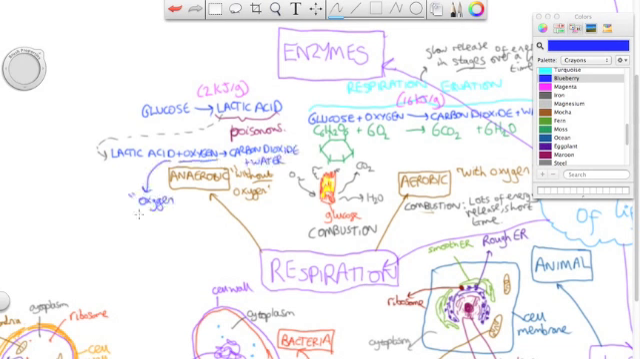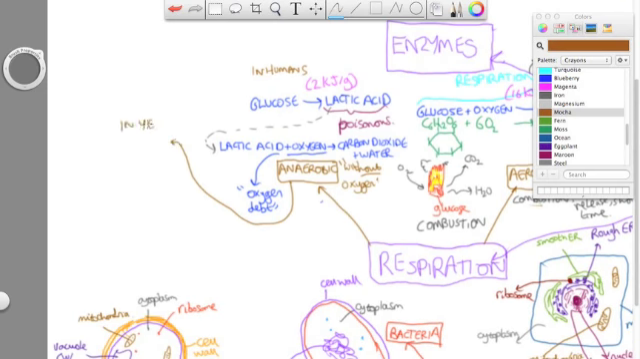So when you do a sprint, the burning sensation is actually lactic acid. So lactic acid needs oxygen to react with it to form carbon dioxide and water, and that's why after you sprint, you're often out of breath because your body's trying to take in oxygen to relieve the lactic acid.